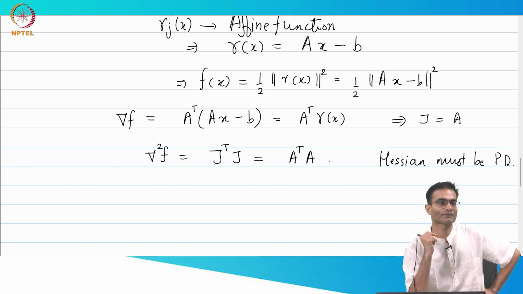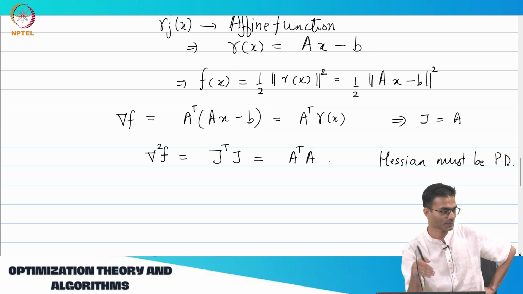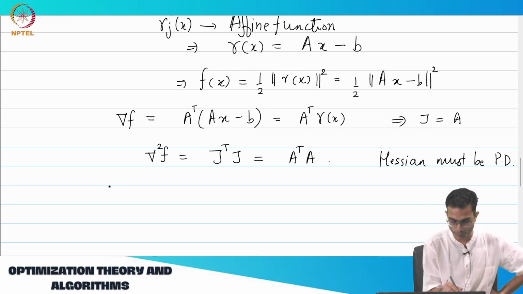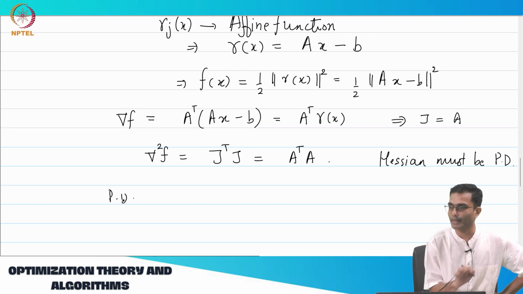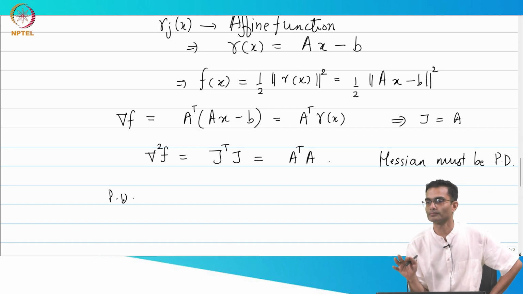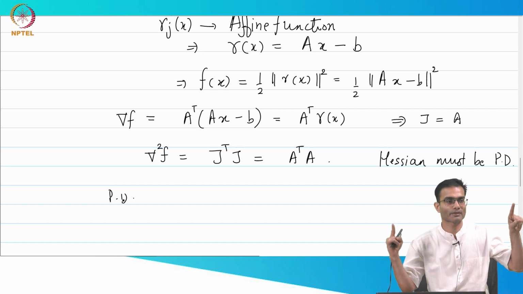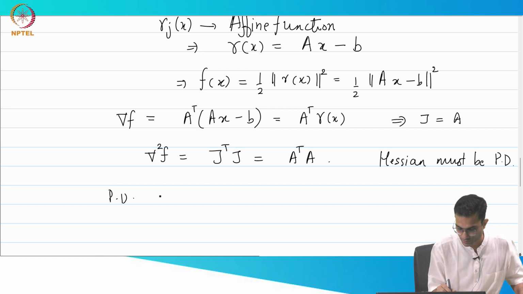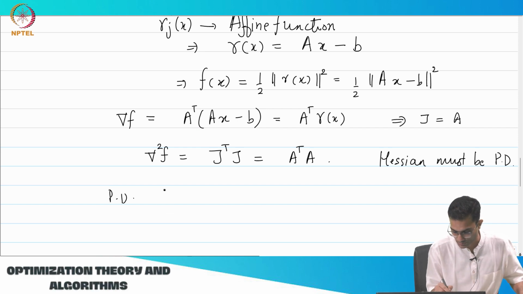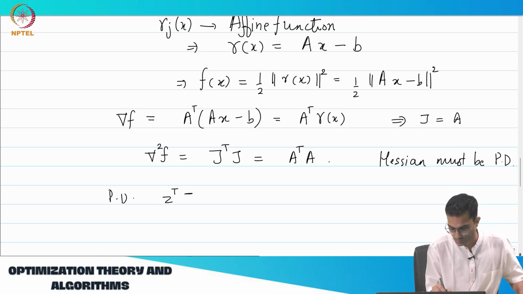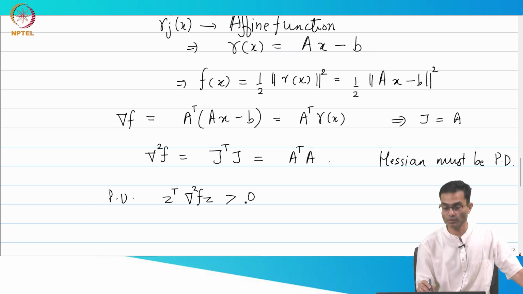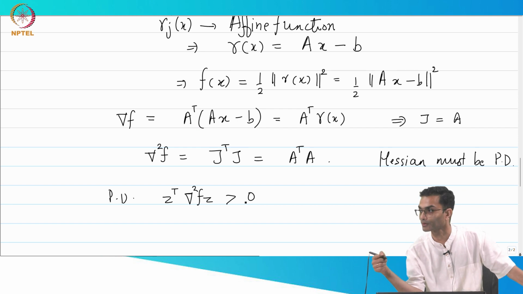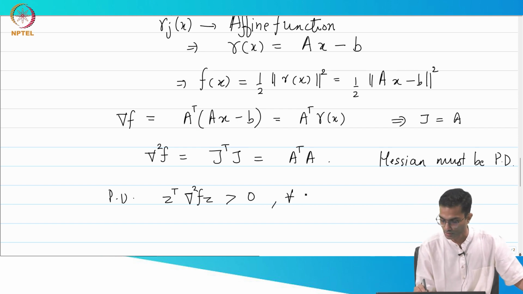That's important, it's not a given, right? So only when A is full column rank will this expression be positive definite. Why? Let us see, for positive definite, what is the definition? Anytime you hear positive definite, what do you need to do? Stick a Z transpose and Z on both sides, right? So if it is positive definite, this should be strictly greater than 0. And what is the important qualifier? For all Z.